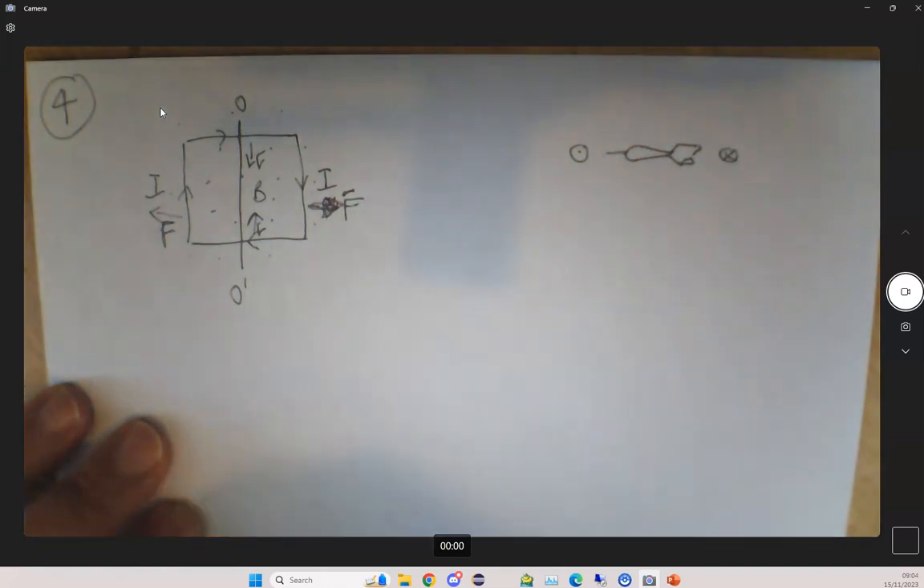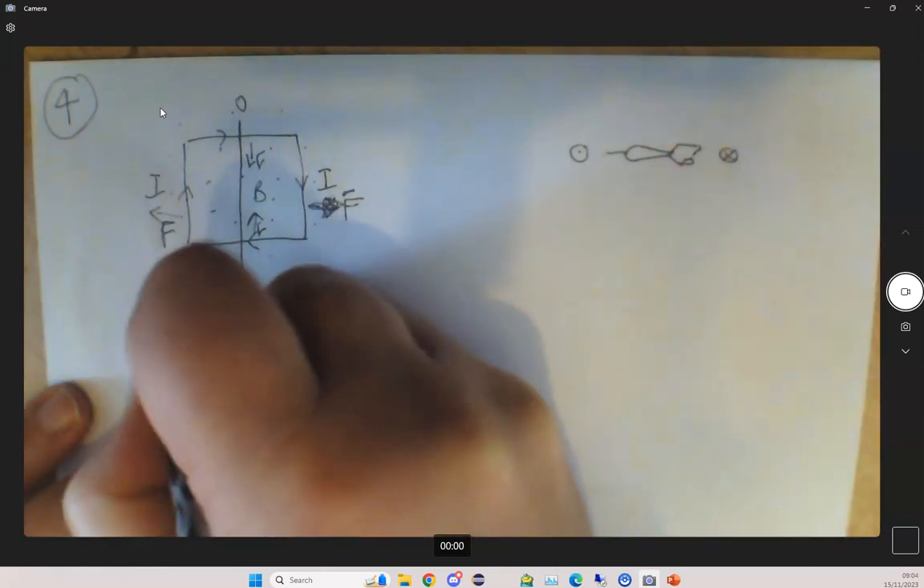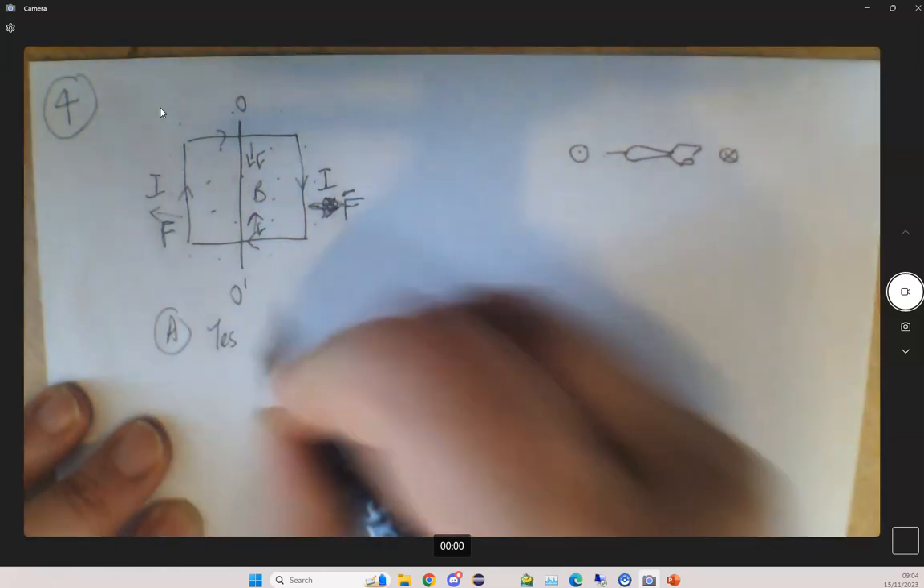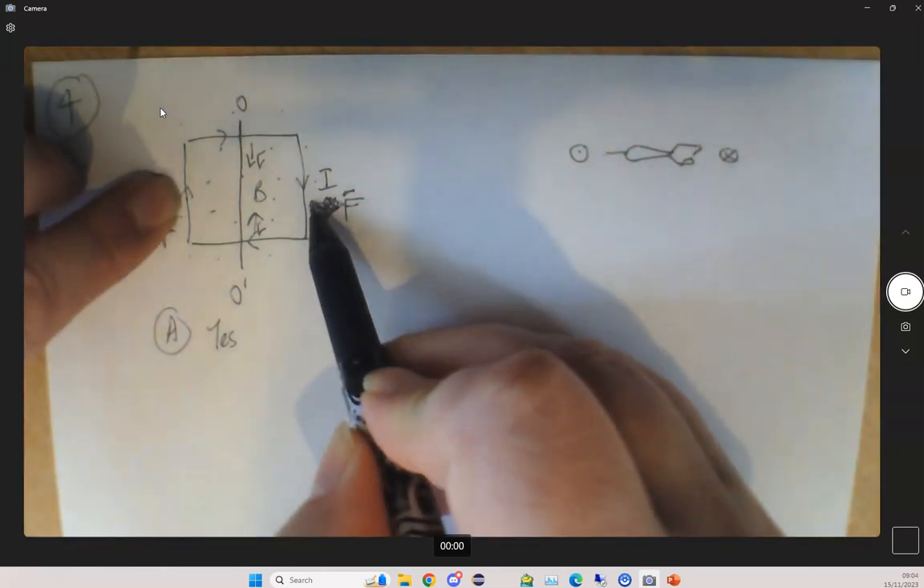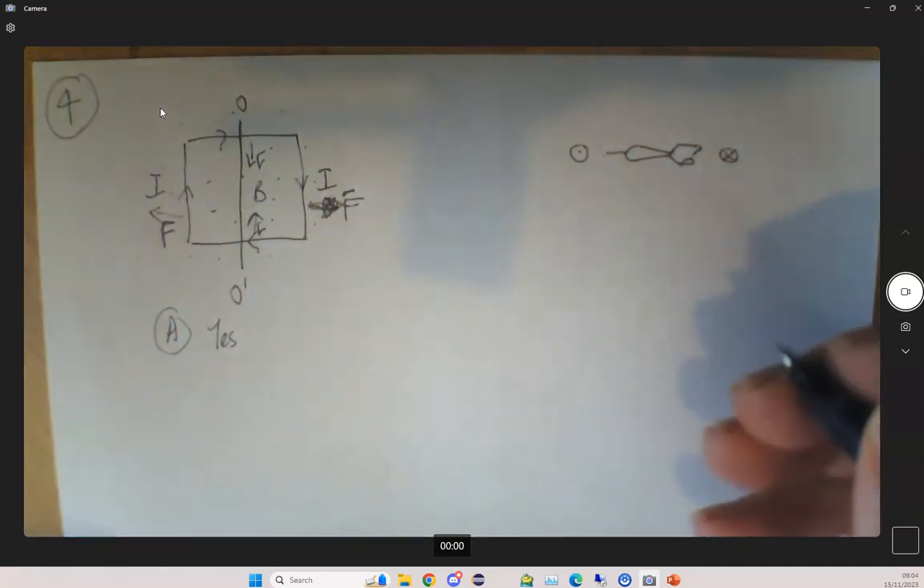So if we go back, which is the correct statement? We've got A, the forces on the two vertical sides of the coil are equal and opposite. Well, actually, that's yes. In fact, the vertical sides and the horizontal sides of the coil have equal and opposite forces acting on them.